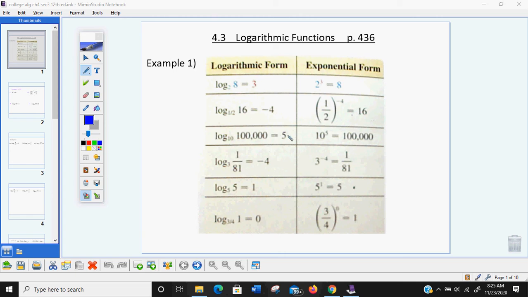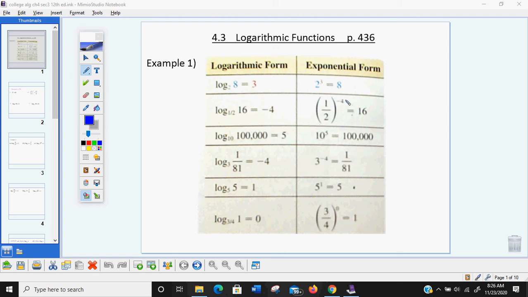This would be 10 to the 5th power equals 100,000, which we have here. This would be 3 to the negative 4 power equals 1 over 81. We have that here. 5 to the 1st power equals 5, and 3/4 to the 0 power equals 1. So this becomes big, and these two kind of switch places here.